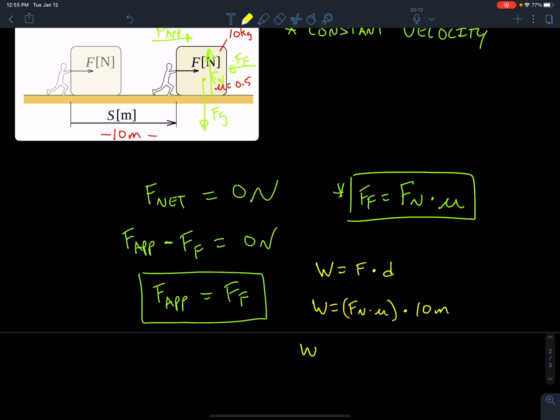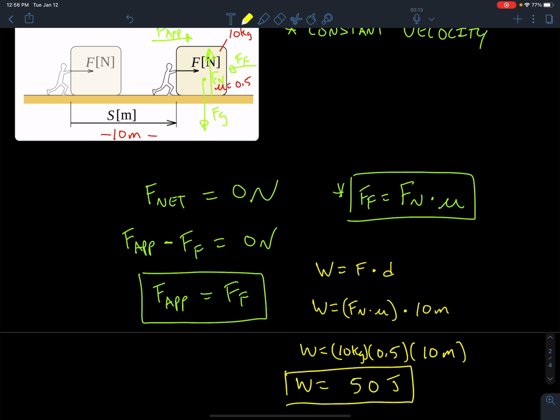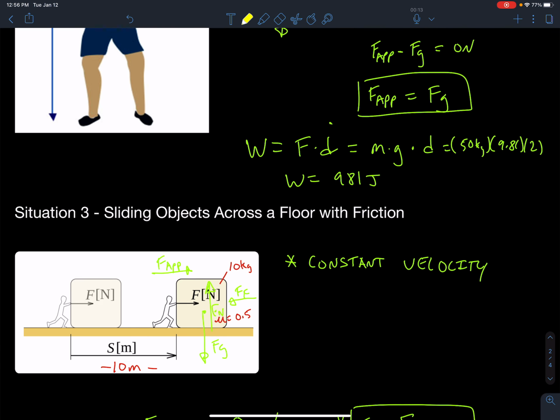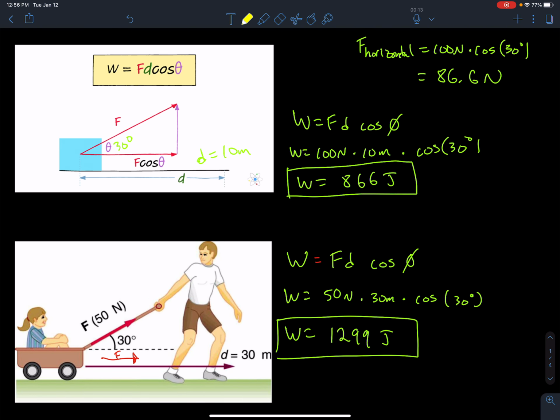So the work is going to be equal to 10 kilograms times 0.5, which is the friction coefficient, times 10 meters again. And now the work is going to be equal to 50 joules. So 10 times 10 is 100 times 0.5. So it would take him 50 joules to slide 10 kilograms 10 meters across the floor. All right? And that's that for some basic calculations on work when we're moving objects in reality.